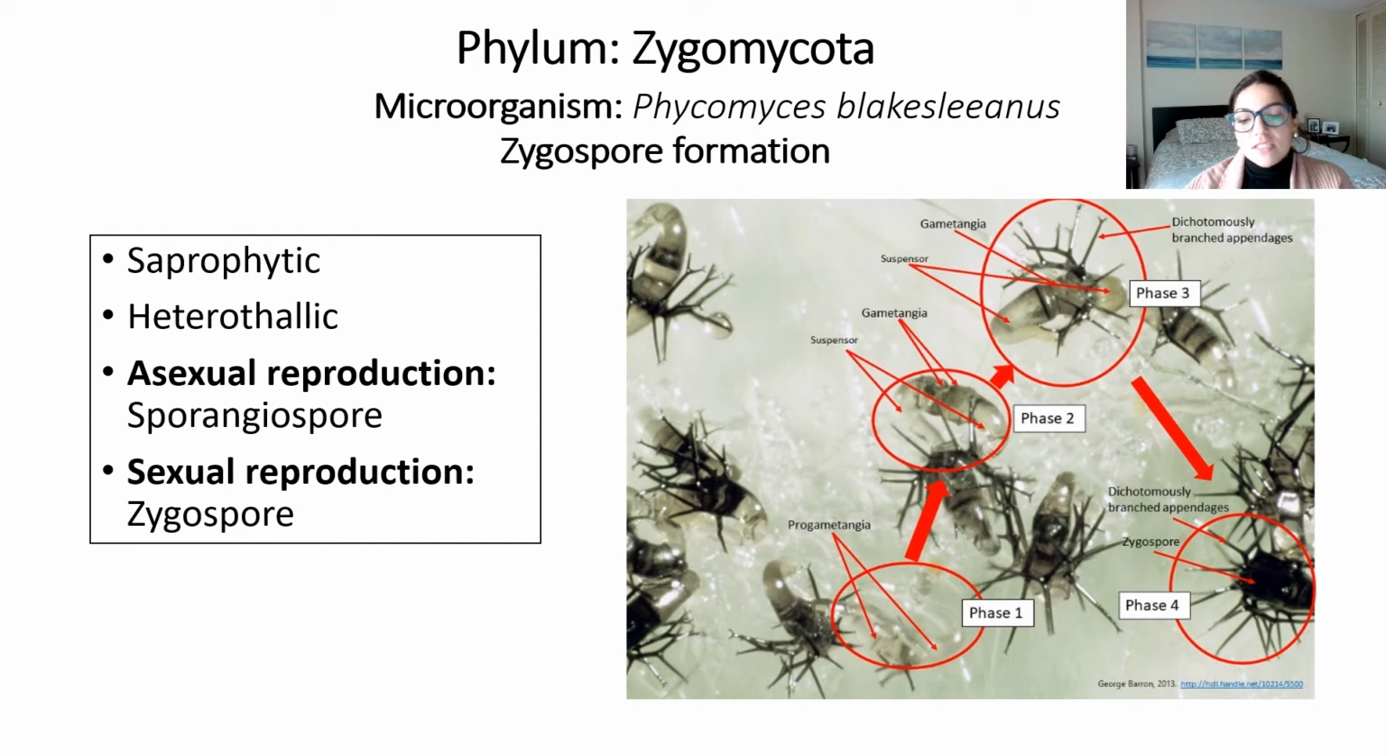Here we can see how the zygospores are developed. In the first phase, we get the progametangia and they come together. Afterwards, this black cell wall forms. The gametangia develop. The suspensors are the ones responsible for keeping the gametangia together, and then they keep evolving, and dichotomously branched appendages develop, and at the end we get the developed zygospore, which is held by the suspensor, and it has dichotomously branched appendages.